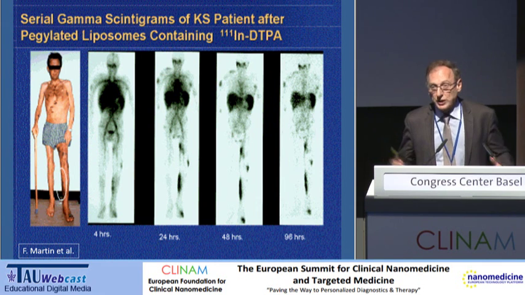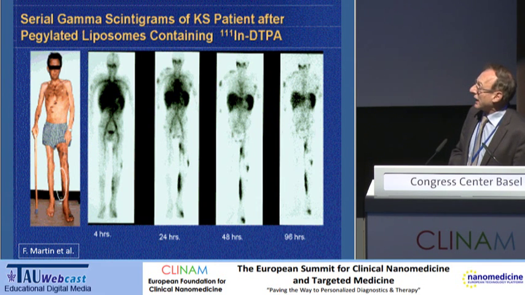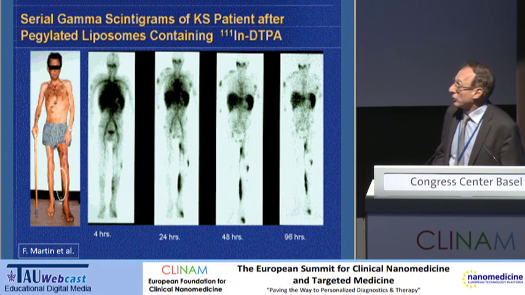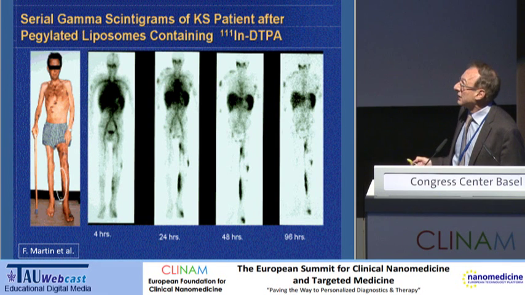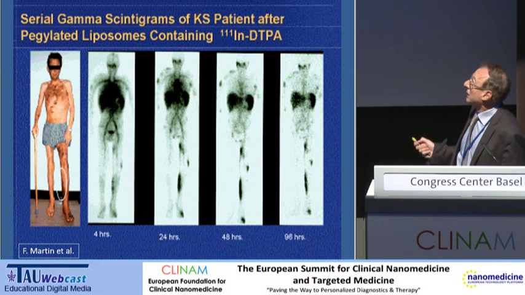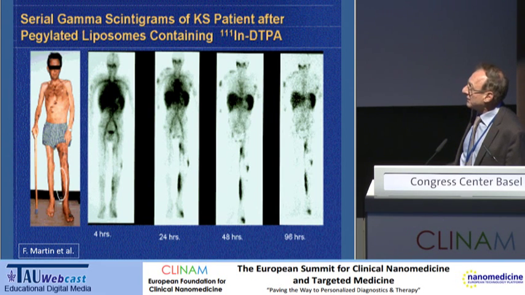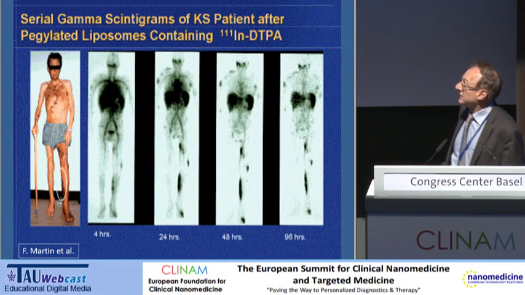Now, just to jump into the stealth liposome era, this is the picture you get when you inject intravenous radiolabeled liposomes that are pegylated liposomes, what we call stealth liposomes. And this picture from Dr. Frank Martin shows a patient with Kaposi sarcoma, and you can see his lesions are, of course, seen all over in the skin, in the chest, and even in the face.